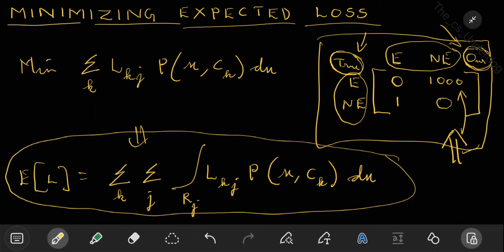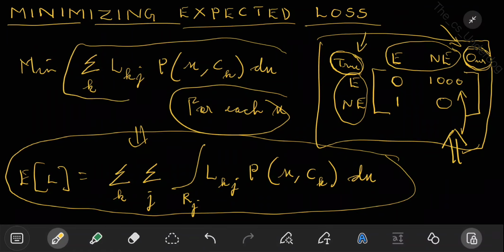You want to try to minimize this for each x, for all of the x. For each x, you will do this thing. You will try to minimize this value. And here, to assign this to any particular x, what will you do? You have to find this probability and this loss function. And how will you find this?